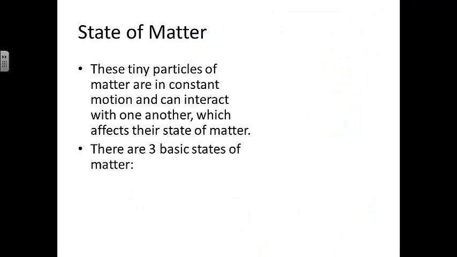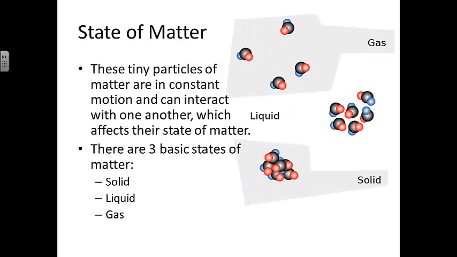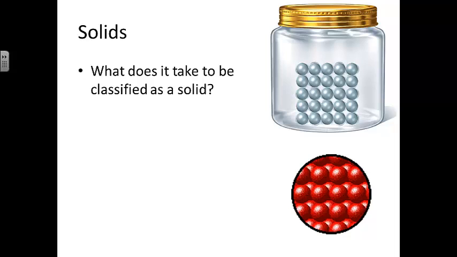These tiny particles of matter are in constant motion and can interact with one another, and that affects their state of matter. There are three basic states of matter, as I mentioned earlier in this presentation. They are, of course, solid, liquid, and gas. And as you view this image, you can tell that these particles are spaced differently between the gas, the liquid, and the solid phases. Now we're ready to focus on solids.